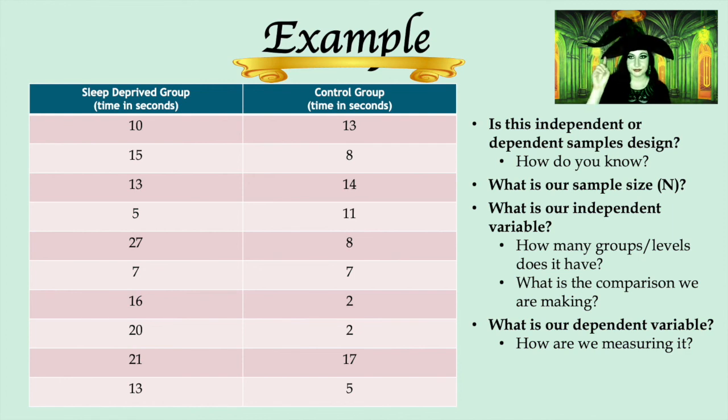So we have an independent samples design, because the subjects are not related to each other in any way. We have two levels of the independent variable. So we only have one independent variable, which is sleep condition, but it has two possible options, sleep deprived and control group. And the dependent variable that we're measuring is the completion time in seconds for completing the potion.